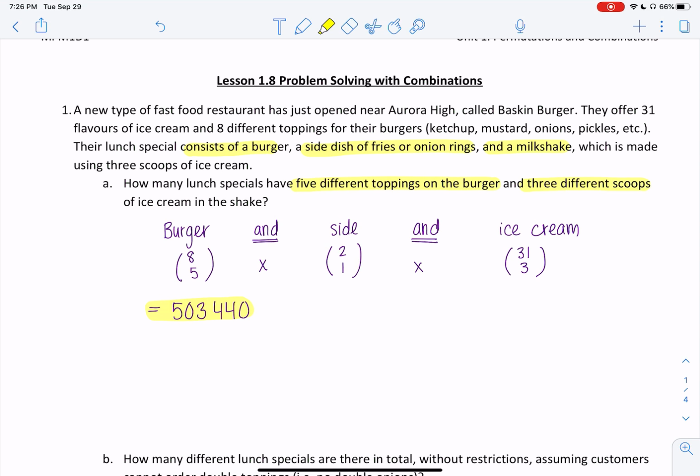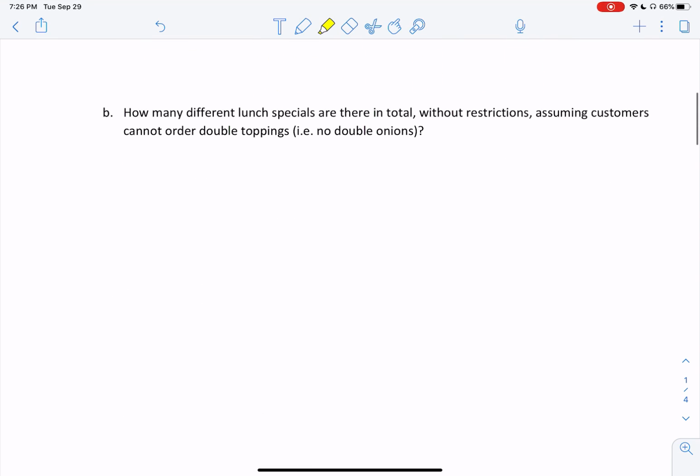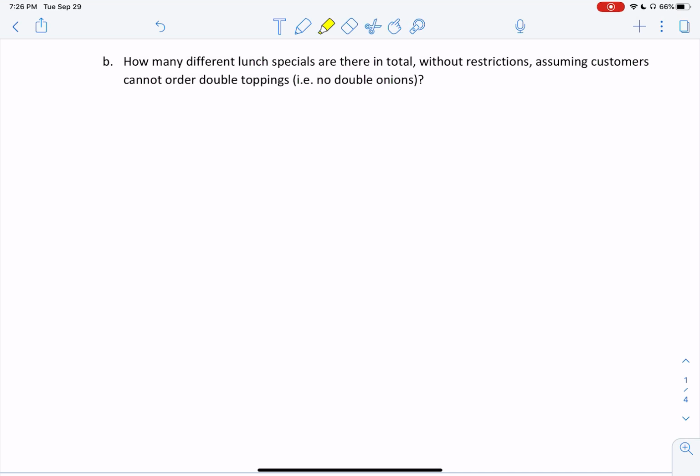So for example B, we're going to change it up a bit and we're going to reduce some of the restrictions, which typically makes the question a little bit more challenging. For example B, we want to figure out how many different lunch specials there are in total. So no restrictions, but in total. The only thing we are assuming though is that customers can't order double toppings, just so that it doesn't get too out of control and we don't make the number of options just a crazy big number that won't fit in your calculator.